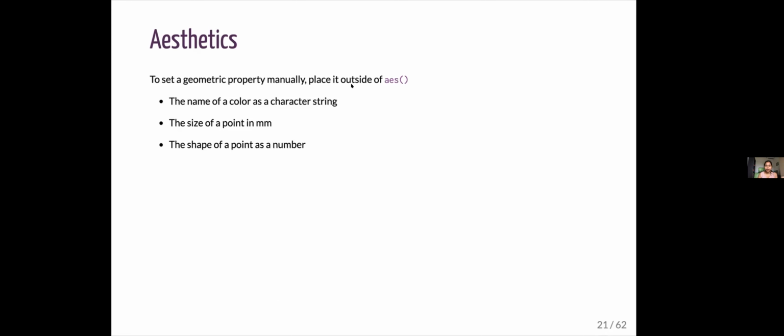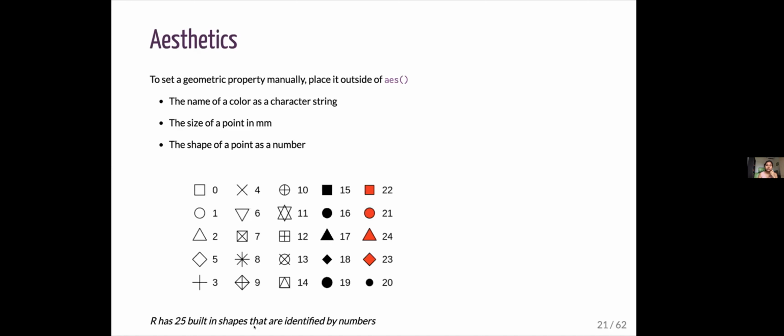So just like I specified the color manually, I could do some other things also there. You know, name of a color, so I could say point color equal to red, yellow, whatever you want. I could have also specified the size of a point in mm. So I could have made the points bigger or smaller. Or I could have specified the shape of a point as a number. So actually R has 25 built-in shapes that are identified by numbers. So say if I wanted a red triangle, I could say shape equal to 24. If I wanted a black triangle, I could say shape equal to 17. And the same shape would be assigned to all the points.